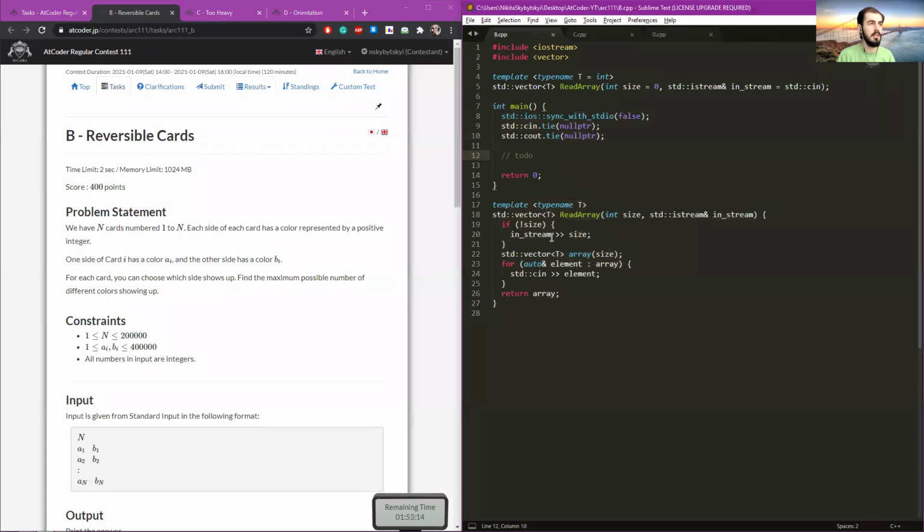Let's check the second task. We have n cards numbered from 1 to n. Each side of a card has a color. Okay, A_i, B_i, okay. Different colors showing up.